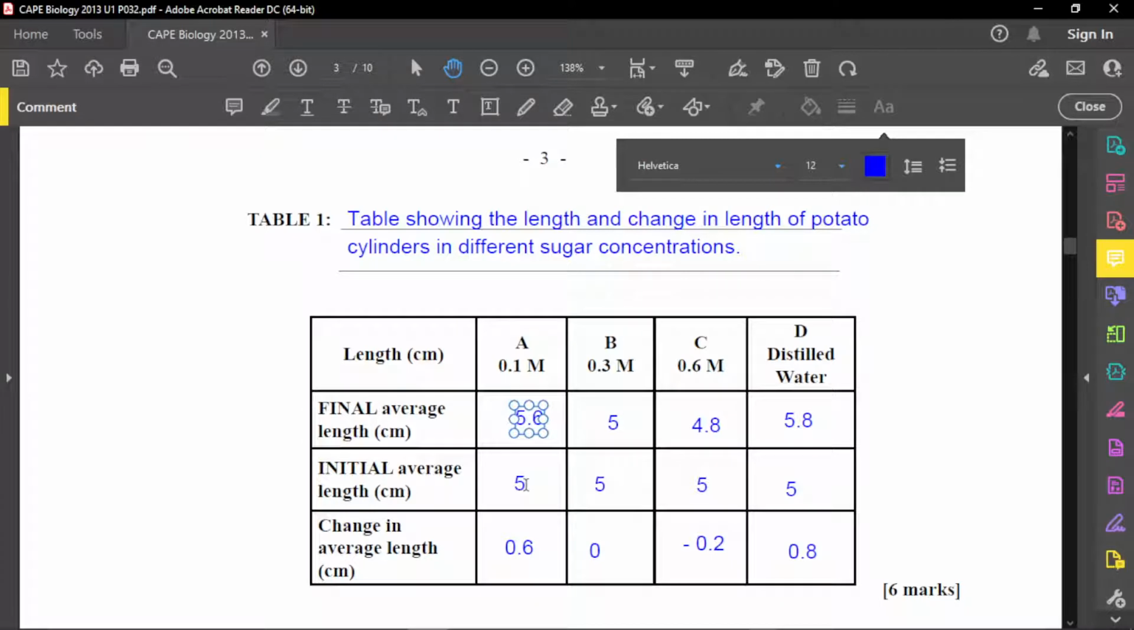Now for the final length, for the 0.1, I expect that's supposed to be an increase, and then for the 0.3, it will be pretty much the same, depending on the potato. And for 0.6, expect a decrease in length.